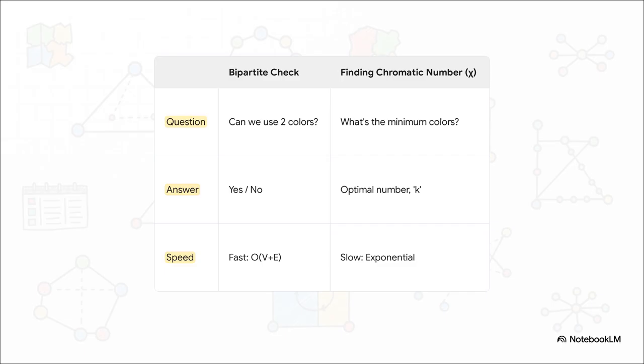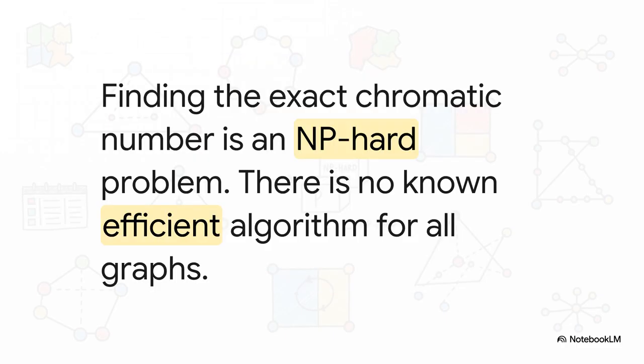But finding the chromatic number, that's a quest for the perfect optimal answer. We've gone from a sprint to an absolute marathon. It's the difference between asking, is this door unlocked, and what's the secret combination to the safe inside? And that brings us to this big, scary term you might have heard of, NP-hard. Finding the chromatic number is an NP-hard problem.